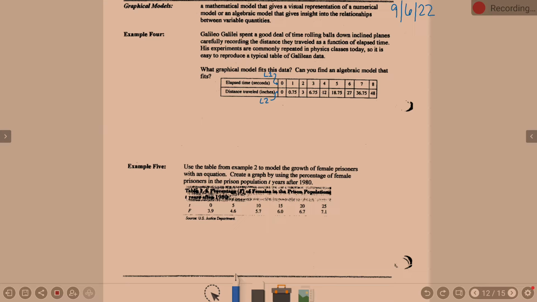Okay. We left off Friday on example 4, talking about Galileo and his rolling balls down an inclined plane. And on the calculators, we had entered the data, right? If you don't still have the data entered, just in case, make sure you get that data entered into L1 and L2 or wherever you're putting those in. We got the points plotted, but we didn't get the viewing window adjusted.